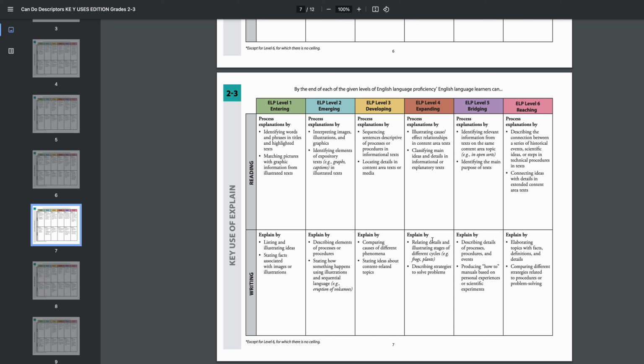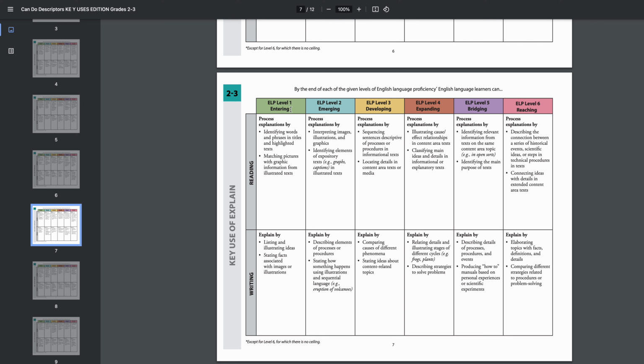And they could explain by relating details of different cycles. See, this student now is getting beyond that sentence and phrase level and getting more to that discourse level. And that's what we see for level 4. And then finally, level 5 is they're about to exit CLD services. They can describe details of processes, procedures, and events. So this is a way that you can level the student's language to help them achieve the content objective. And this you'll include with your assessment at the end of the lesson that you're creating.